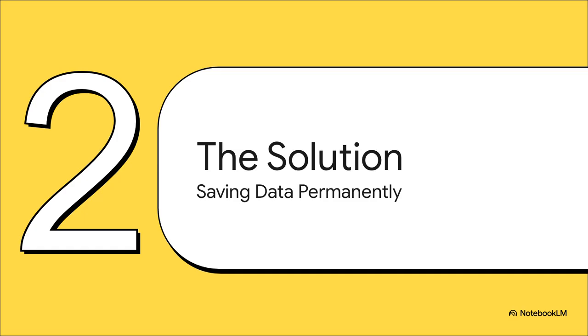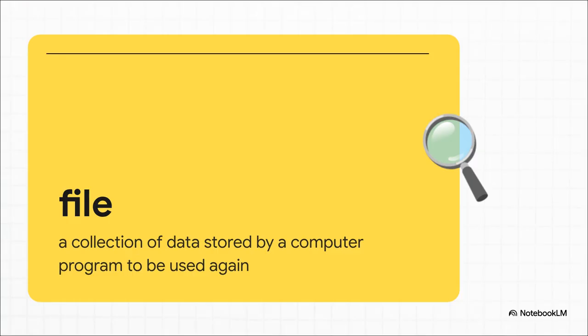So if we can't rely on that temporary workspace, what's the fix? How do we make our programs actually remember things between sessions? Well, this is where the hero of our story makes its entrance, the power to save our data permanently. And the tool we use for that is the good old file. A file is really just that. It's a collection of data that a program saves so it can be used again later. This is how we make sure our high scores and our to-do lists are still there when we come back.